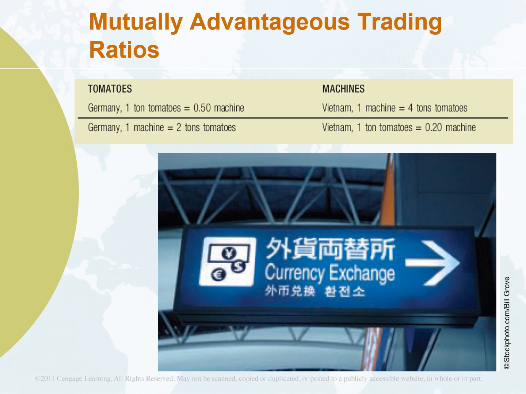for the Vietnamese, 1 machine costs them 4 tons of tomato, and for Germany, it's 2 tons of tomato. If Germany and Vietnam trade at 1 machine costing 3 tons of tomato, between 2 and 4, think about that. Let's say the price of the machine is 3 tons of tomato. In that case, German workers will benefit, and Vietnamese will benefit as well. So it's a mutually beneficial, advantageous trading ratio.